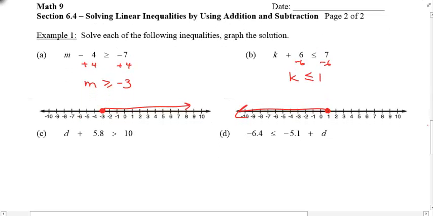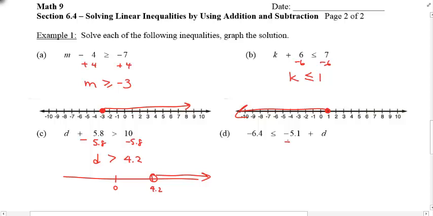Okay. Decimals, but same idea. So subtract 5.8. D, I believe, is greater than 4.2. So here's my value of 0. Let's pretend this is 4.2. Open dot, because no equal sign, greater. Let's go to the right.